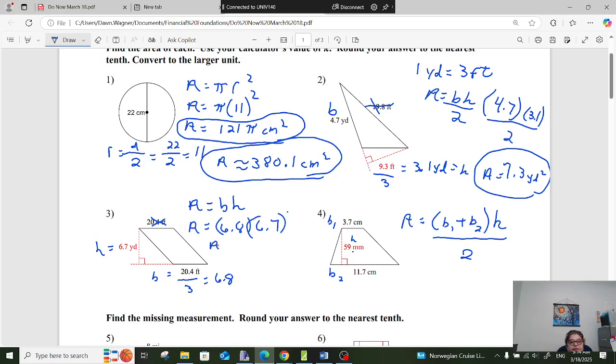So could someone do that on their calculator and give me the answer? So 45, and what am I going to put for the rounded? 6. Everybody agree? Confirm? And that would be yards what? Yards squared. Very nicely done.